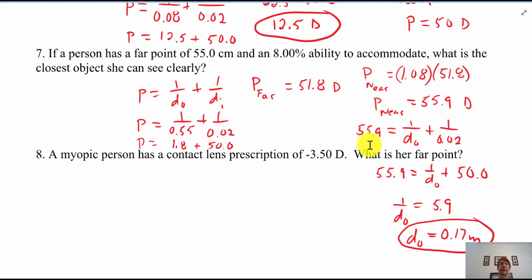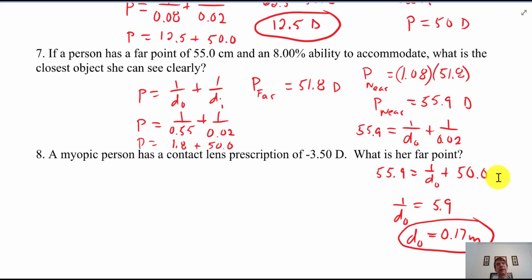So now I plug that into the equation once again. If I have my near point power of 55.9, you're still going to focus it on your retina at 2 centimeters. So you have 55.9 equals 1 over d sub o plus 50. Subtract the 50 from both sides, and 1 over d sub o is 5.9. So this near point is 0.17 meters, 17 centimeters, which is better than normal.